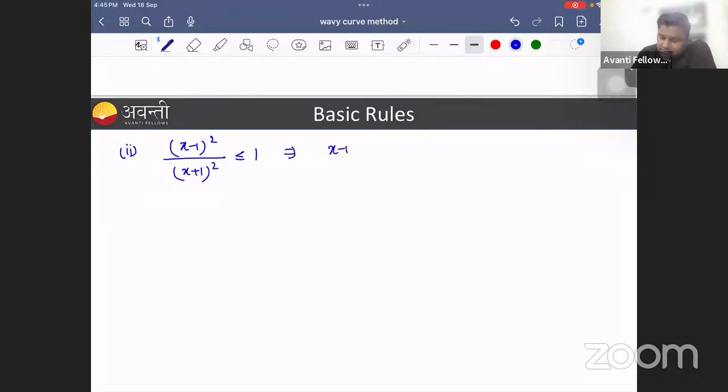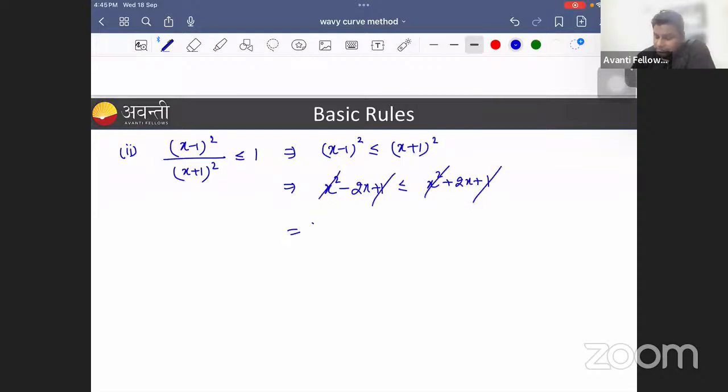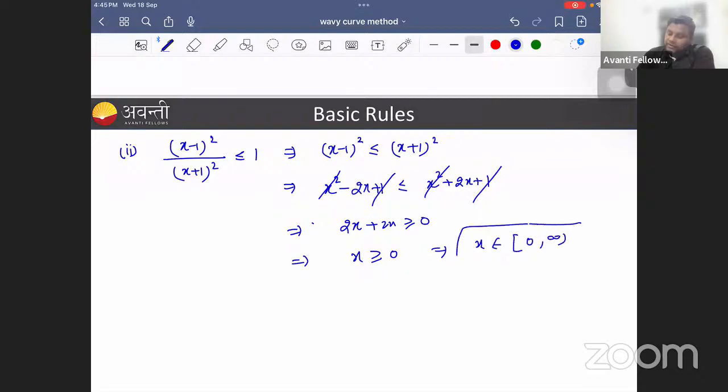And what do you get from this? That is (x minus 1) whole square is less than or equal to (x plus 1) whole square. That is x square minus 2x plus 1 less than or equal to x square plus 2x plus 1. x square cancels. So that means 2x plus 2x more than or equal to 0. So x is more than or equal to 0. So in that case, the answer is x belongs to 0 to infinity. Okay.